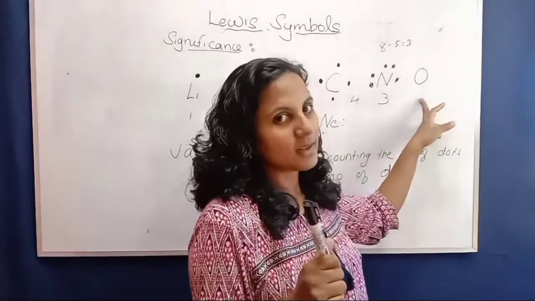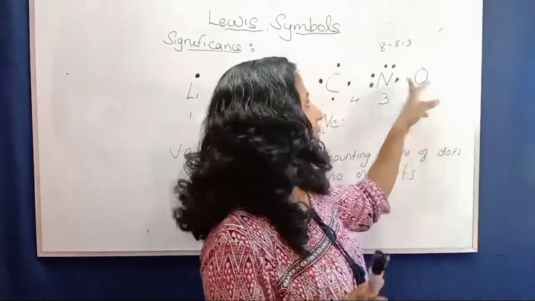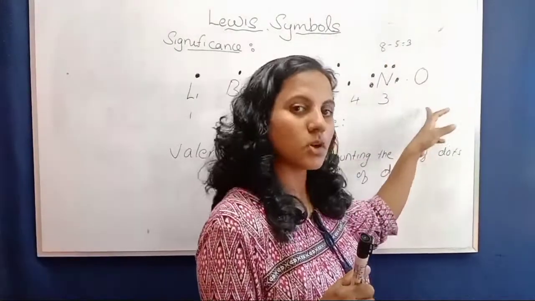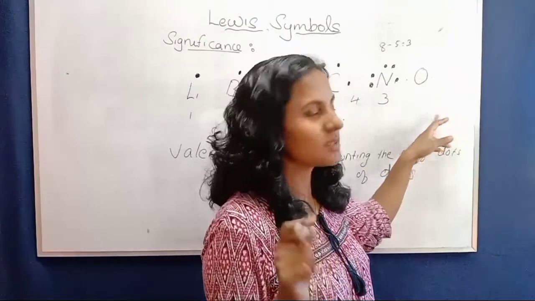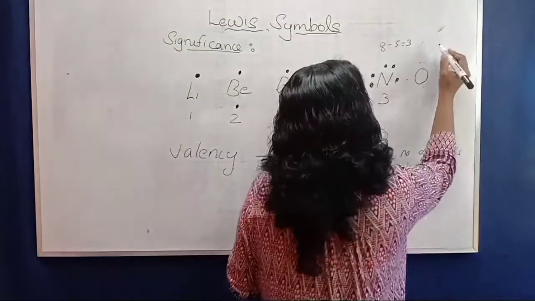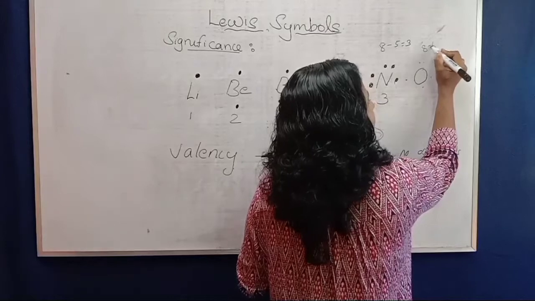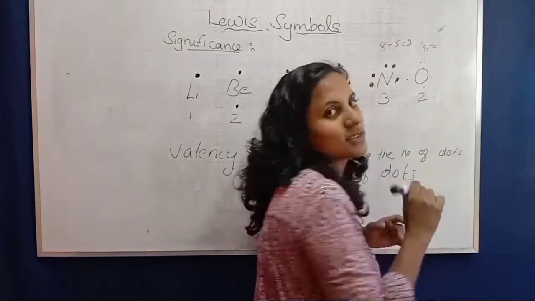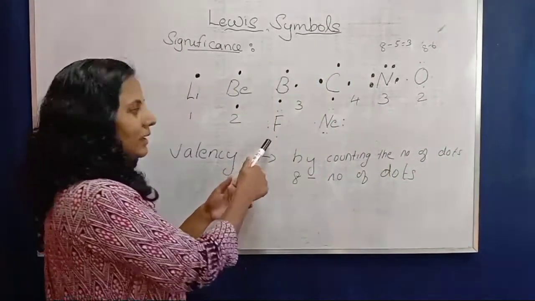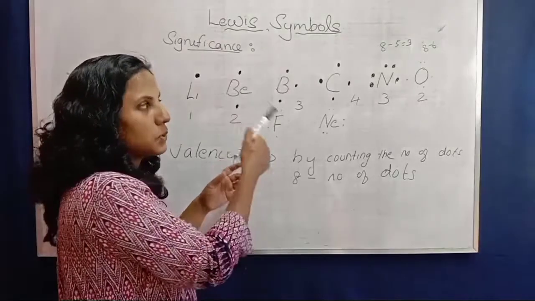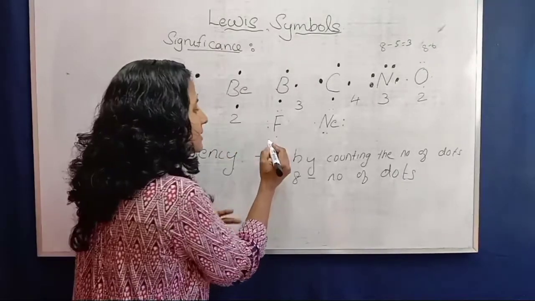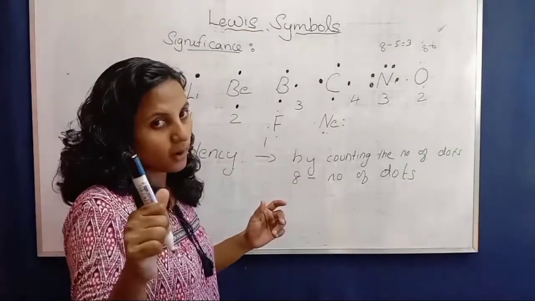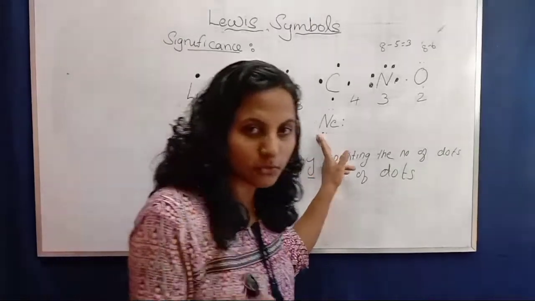Next, what is the valency of oxygen? Oxygen will also be 8 minus number of dots. Okay, good. That is 8 minus 6, that is 2. 2 is the valency of the oxygen atom. The valency of fluorine is, as you know, 8 minus 7. That is, the valency of fluorine is 1. And what will be the valency of neon?